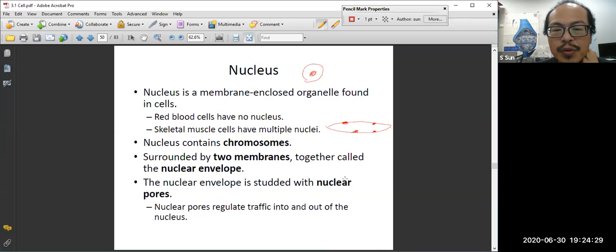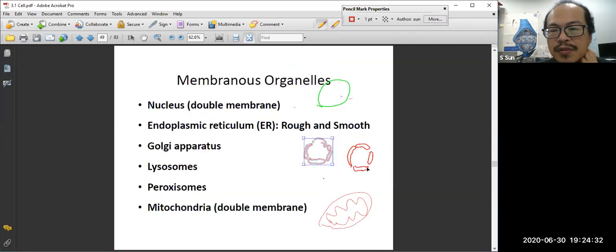There is a nuclear pore. So this is the nuclear pore. Things can go in and out. The thing that goes in and out is the RNA.